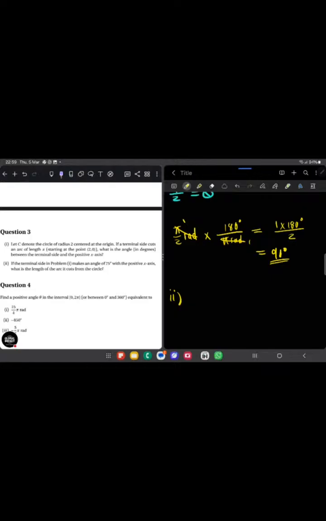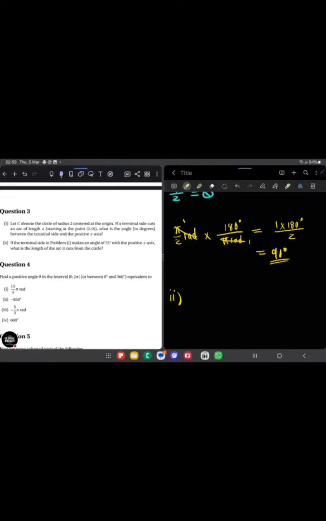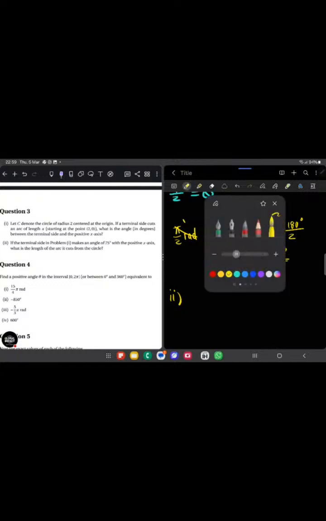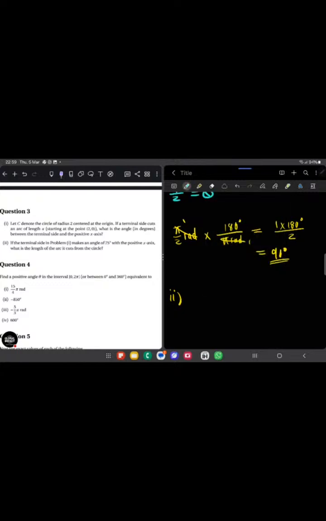Okay. Reading, it's very long. This whole story, terminal side, blah, blah, blah, makes an angle 75 degrees with a positive. What is the angle? Okay, so let's now write here. The terminal side in problem 1. So what are they trying to say here? Why did they say terminal side in problem 1? They are trying to say, use the same radius as problem 1. Now you have theta and you have radius. Find S, the arc length, because they're saying, what is the length of the arc? So we know that the equation is S is equal to R theta.